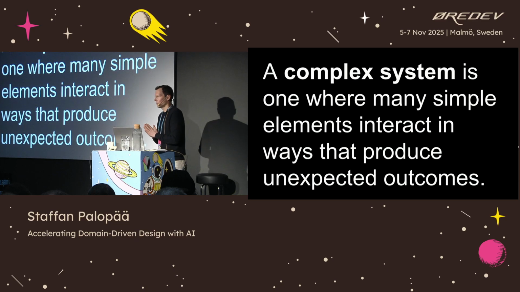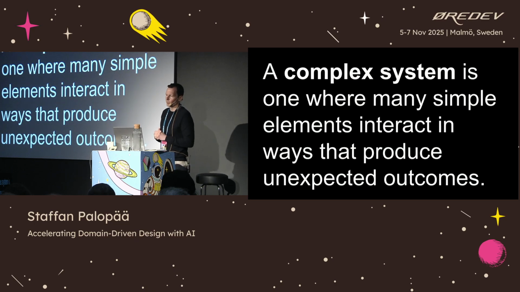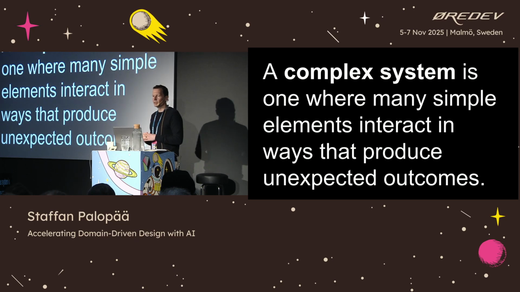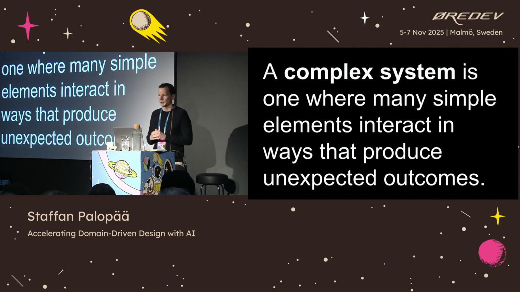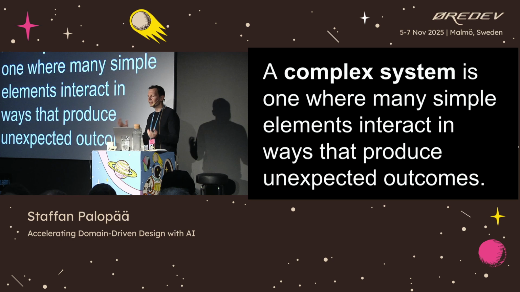When I asked AI to give me a short definition of what a complex system is, it came up with this: a complex system is one where many simple elements interact in ways that produce unexpected outcomes. Each element can be simple, but the interactions make the system unpredictable.